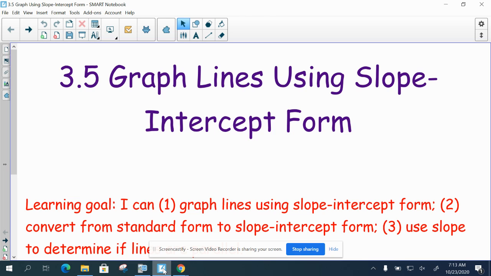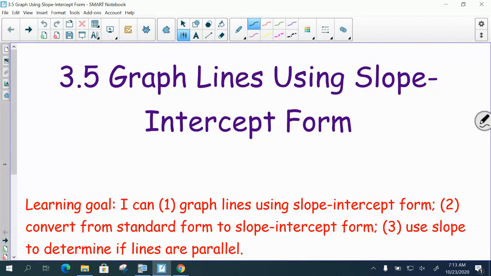This is lesson 3.5, graph lines using slope-intercept form. So in this lesson, we're going to learn about slope-intercept form and also how to convert from standard form to slope-intercept form and to use slope to determine if lines are parallel. So we're also going to learn how to use our graphing calculator and how to type in an equation to look at the graph using our graphing calculator.